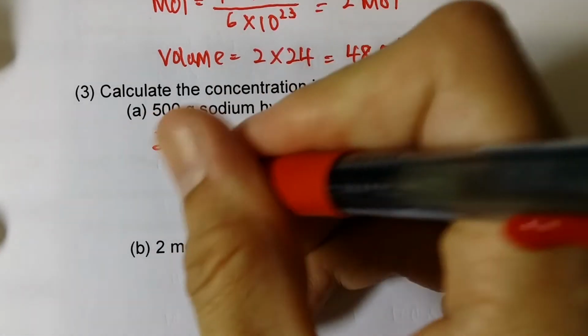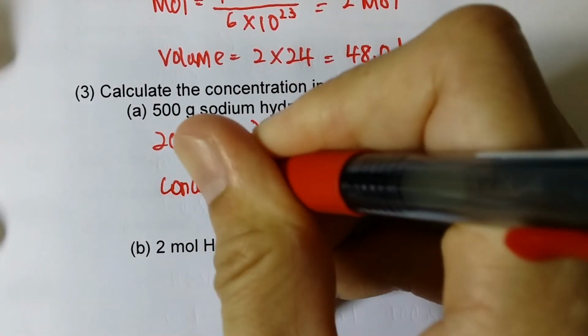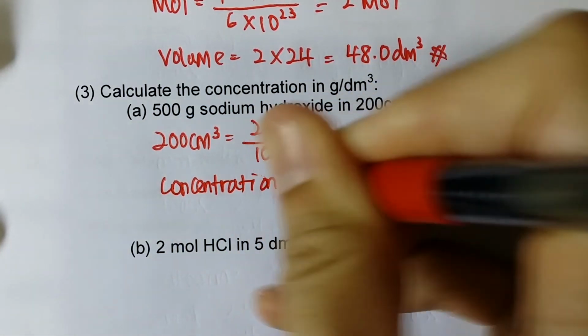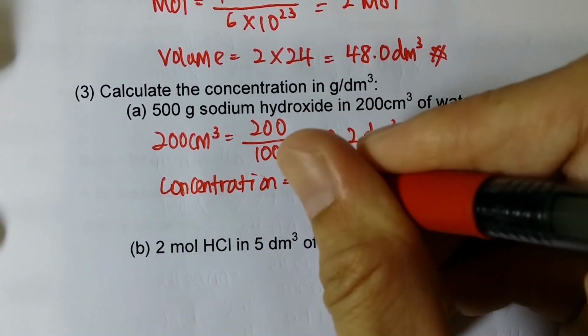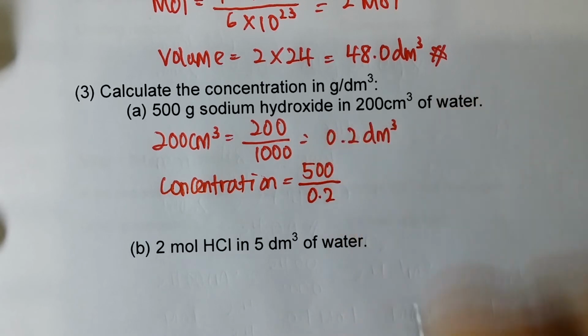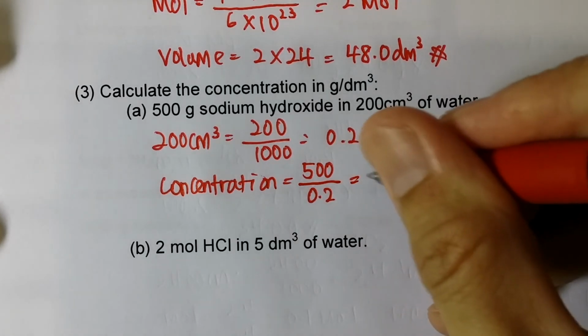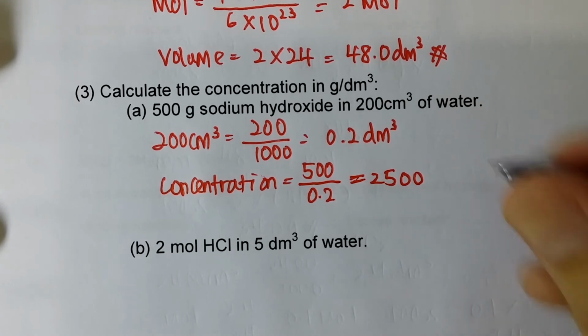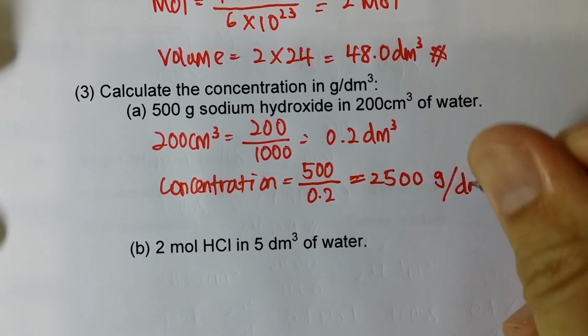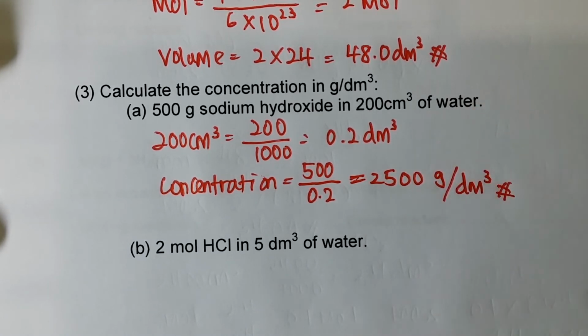So the concentration is 500 gram divided by 0.2 dm³. Okay, and that will give you 2500 gram per dm³.